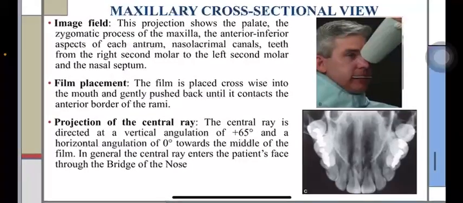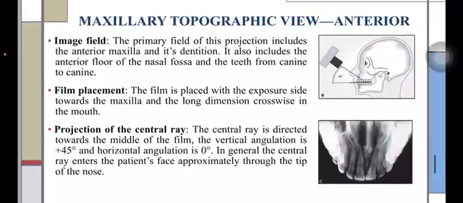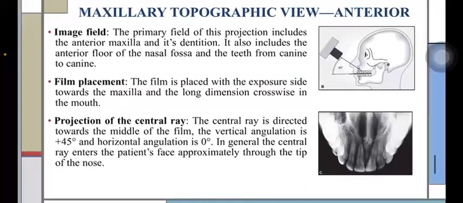Maxillary cross-sectional view. In this, the central ray is directed at a vertical angulation of 65 degrees from the bridge of the nose, and the horizontal angulation is kept at 0. Maxillary topographic view, that is anterior. In this, the central ray is directed at a vertical angulation of 45 degrees and horizontal angulation of 0 degrees. The central ray enters the patient's face approximately at the tip of the nose.